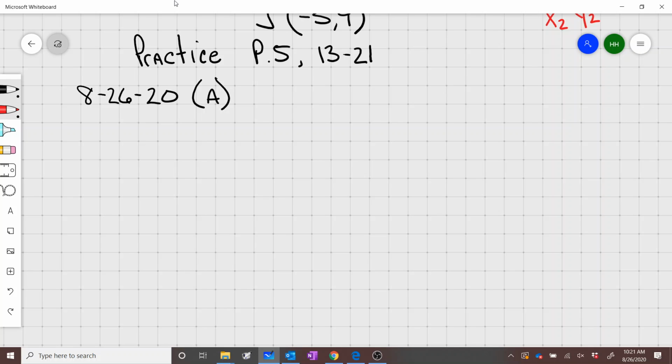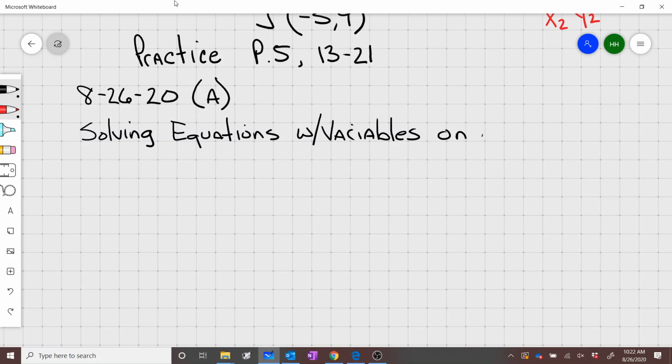Today we're going to be solving equations with variables on both sides. And both sides means both sides of the equal sign. So, let's look at 5x plus 2 equals 2x plus 14.